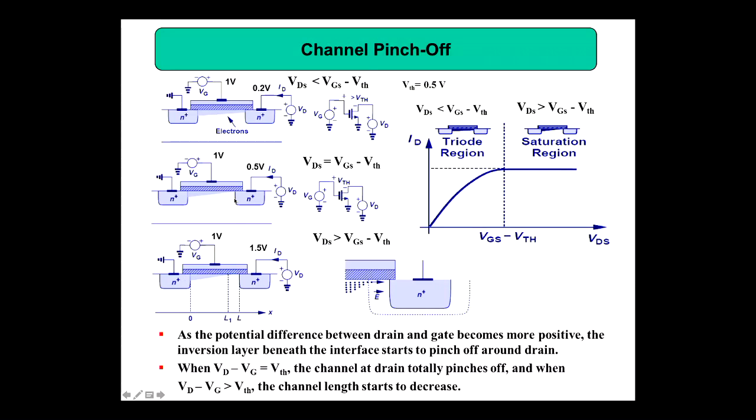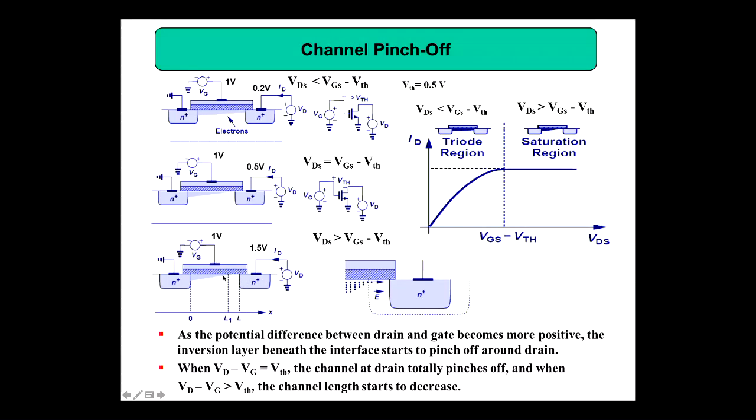So we calculate the channel length based on how long the electron distribution is. Here the channel length is L, but here the channel length is now L1, which is less than L, because here you don't have any electrons. This is called the channel pinch off phenomenon. In the channel pinch off, the electrons are moving across this pinch off region, but you don't find any accumulated electrons here.